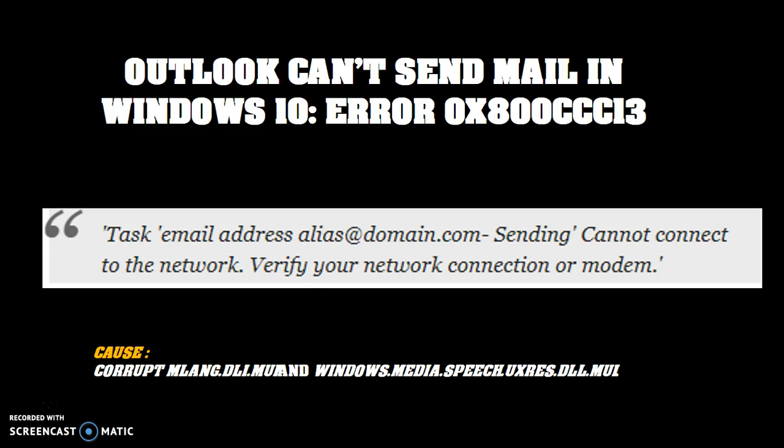Or you might get an error message in Outlook saying that the email address, for example alias@domain.com, sending cannot connect to the network, verify your network connection or modem. Now, one of the main reasons causing this issue is the corrupt mlang.dll file and also a Windows Media Speech file, which is corrupted. This issue can be fixed by fixing this DLL file. So it's a very simple fix that you need to follow.